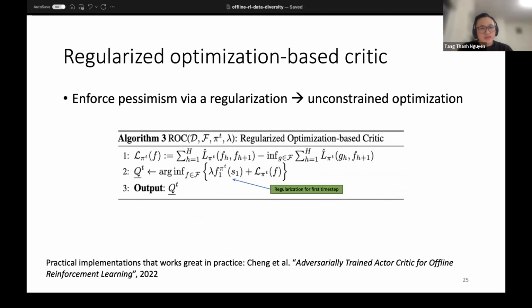For regularized optimization, we can do similar things, but instead of doing constrained optimization, we minimize a loss function with two terms. The second term is just the standard minimax Bellman error on the offline data. What's important here is the first term, which is a regularization. This regularization encourages the function to have a small value at the initial state, which encodes the pessimism at the initial state. An important thing to notice is that the minimization is unconstrained, so in practice it is easier than the constrained minimization over the version space. Indeed, in practice, there are papers that already have practical algorithms of this version that work great and are very competitive.